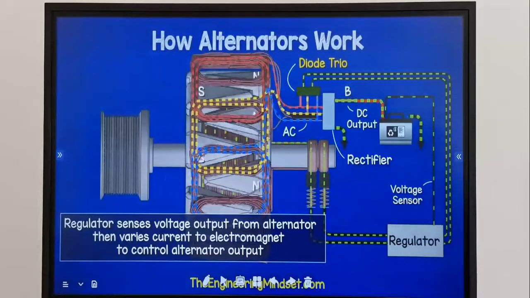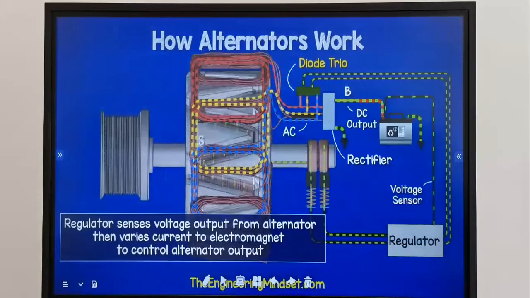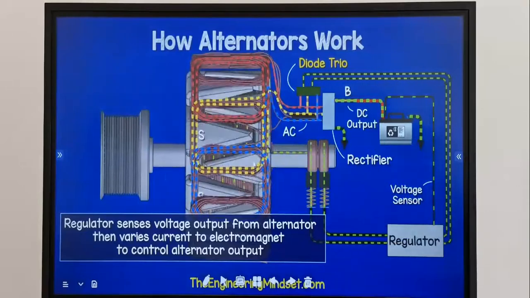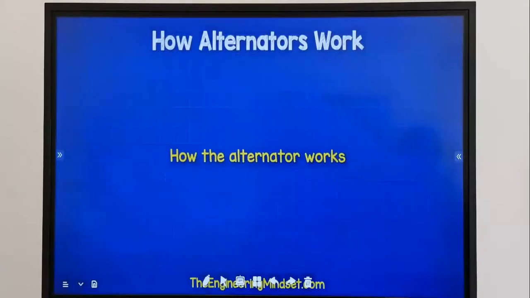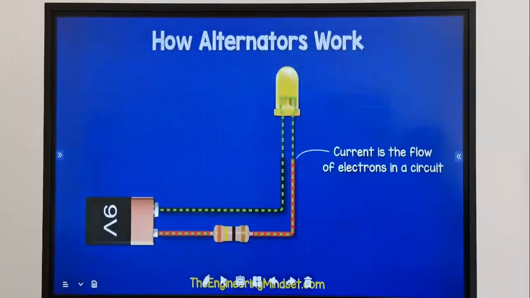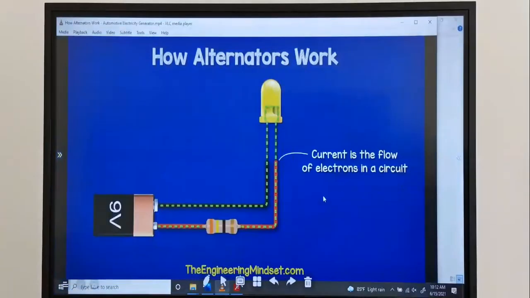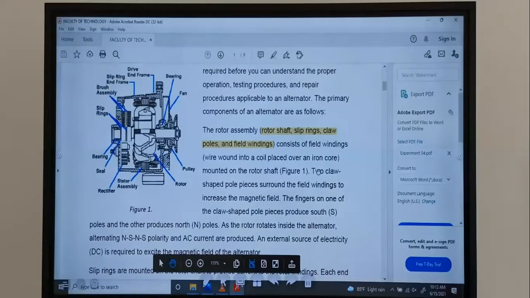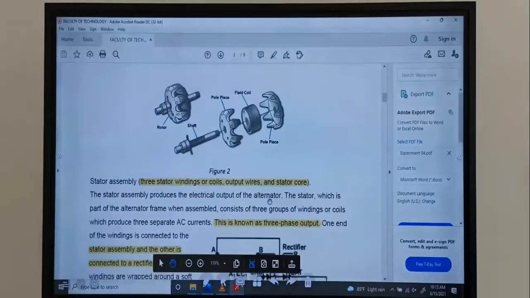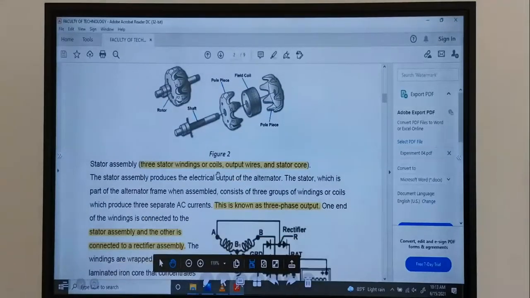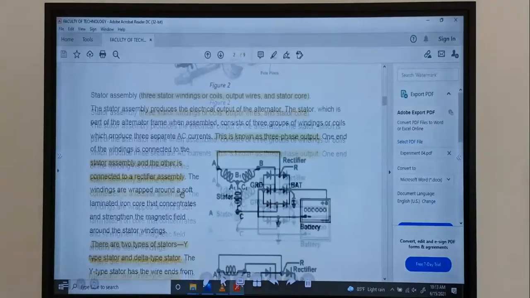So now you can see this is the whole function inside and outside of this alternator. Now we return to our left seat. So these things: claw poles, slip rings, field windings, I explained. The output stator core carries the 3-phase current, I told you.